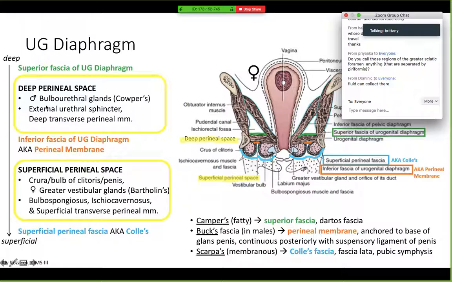And something I want to point out is that you need to realize that the greater vestibular glands, so these are female glands, are located in the superficial perineal space. And then in the deep perineal space, we have the bulbourethral glands. So these are male only. All right, I have a bunch more slides on this. I'm going to just keep going, and we'll get to this more in the male part.